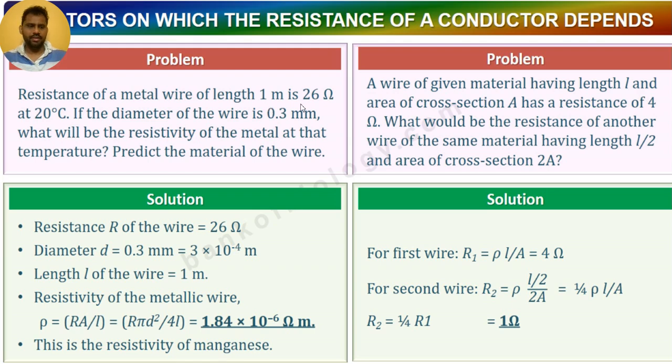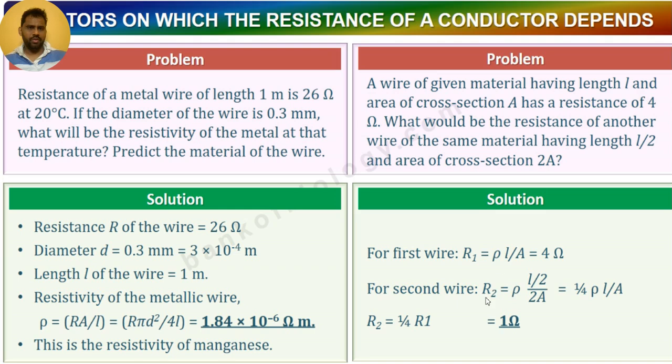Now let's move ahead and see a similar problem. Resistance of a metal wire of length 1 meter is given, 26 ohm. We have the diameter in mm. We first convert it into meters, and that is 0.3 mm, 0.3 into 10 to the power minus 3 meter. It can be 3 into 10 to the power minus 4 meter. Length is given in meter. Resistivity will be found by rho is R a by L, where A is pi d square by 4, because the area of cross section is pi r square, r is d by 2, so pi d square by 4, we get the value. Similarly, one more question is there where R1 needs to be found, where rho and L by A are given. We get 4 ohm. For the second wire again we calculate R2 and we get the value as 1 ohm.